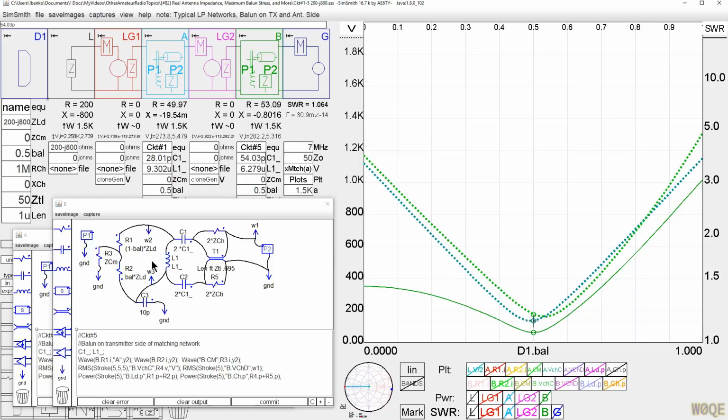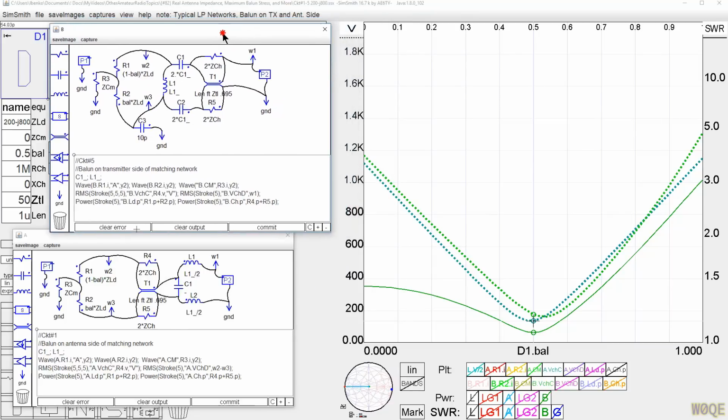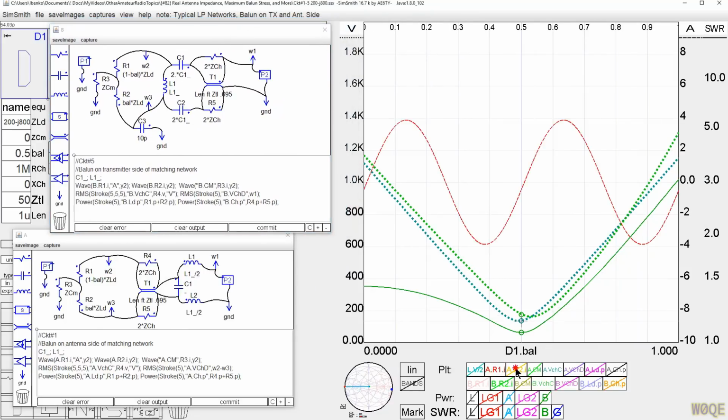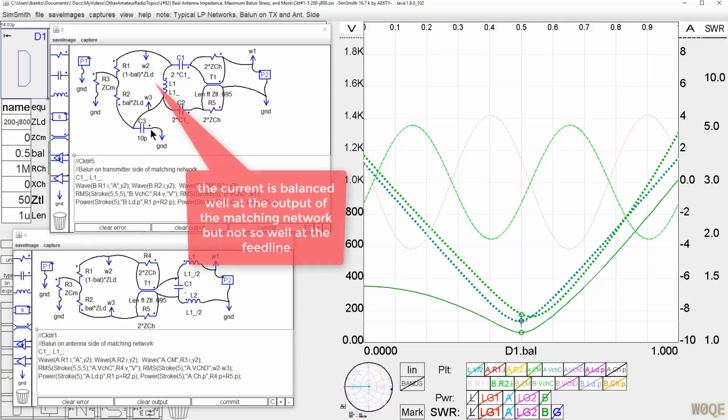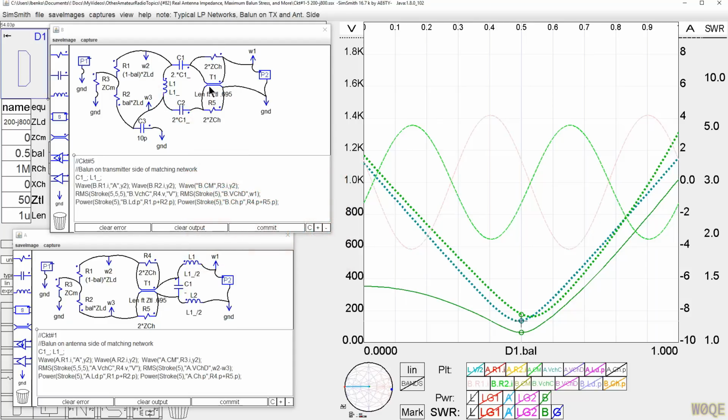Let's look at R1 and R2 for circuit 1, and R1 and R2 for the second circuit. R1 and R2 for circuit 1 are balanced quite well, again because this is a huge choking impedance. But for circuit 2, we see that they're imbalanced due to this 10 picofarads. This 10 picofarads is getting in the way of the work that the choke is capable of doing. And that's always the problem with putting the balun on the transmitter side.